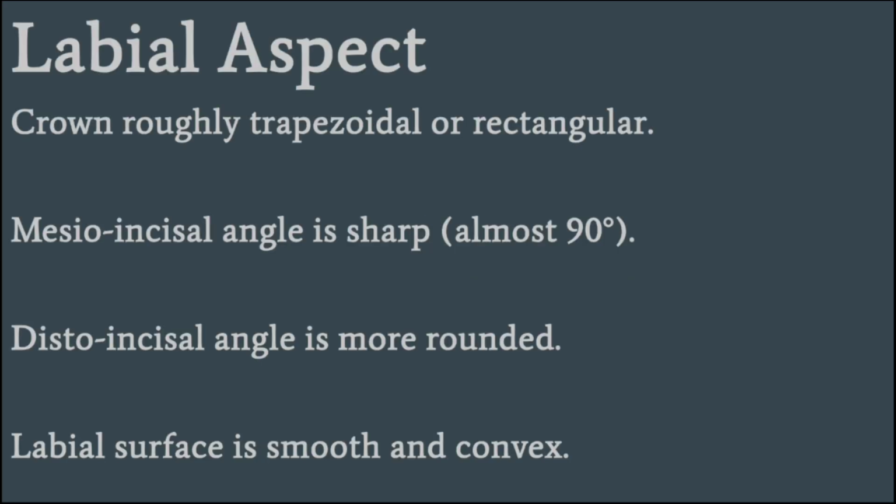So, the crown features: how does the crown look? First, coming to the labial aspect, the front side of the tooth. The crown is roughly trapezoidal or rectangular in shape. The mesio-incisal angle is sharp, almost 90 degrees. The disto-incisal angle is more rounded. The labial surface is smooth and convex. The distal side will be rounded, and the mesial is 90 degrees. This tooth will be visible in rectangular form.